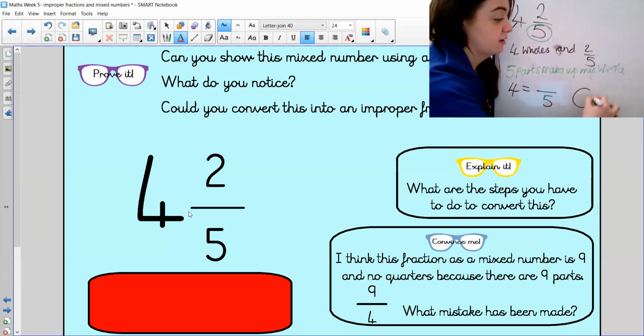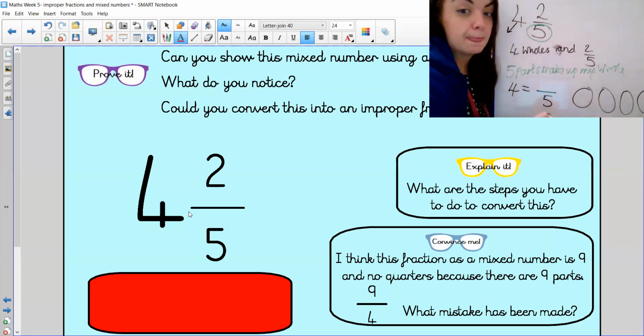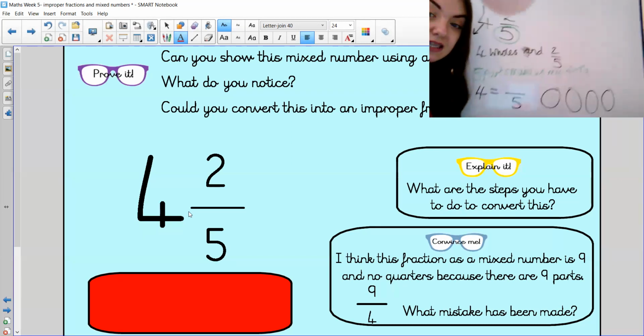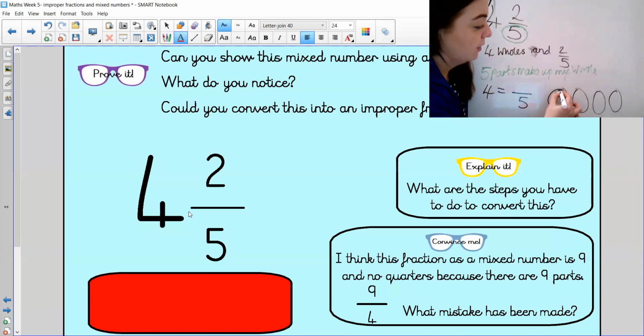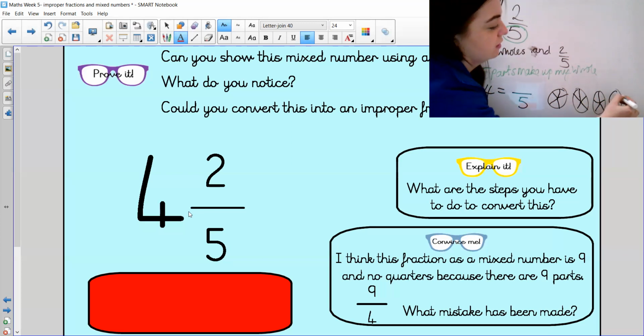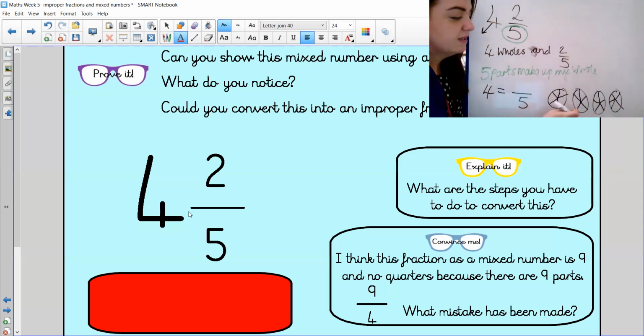So I could draw this. There's my 4 wholes. It's going to take me a little bit longer, but let's go with it. And we're just going to turn this into fifths. 1, 2, 3, 4, 5. Mine aren't perfectly equal, but I'm having a good try. Fifths are quite tricky to draw, I'm sure you found. There we go. So here's my 4 wholes: 1, 2, 3, 4. So how many fifths will I need to make those 4 wholes?